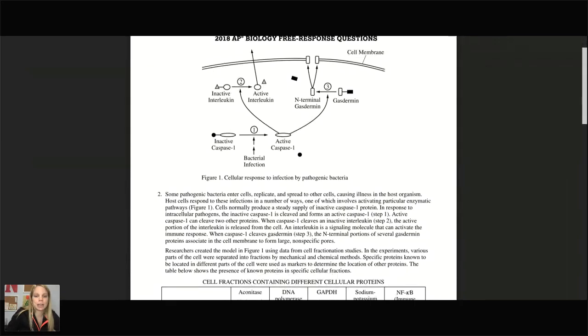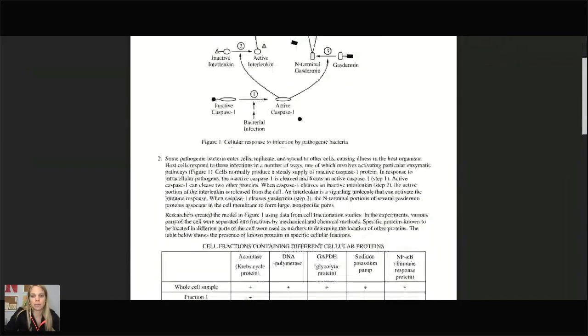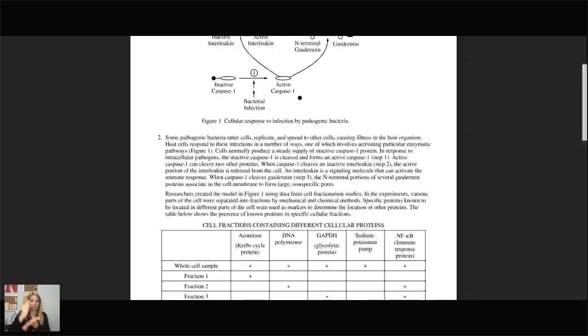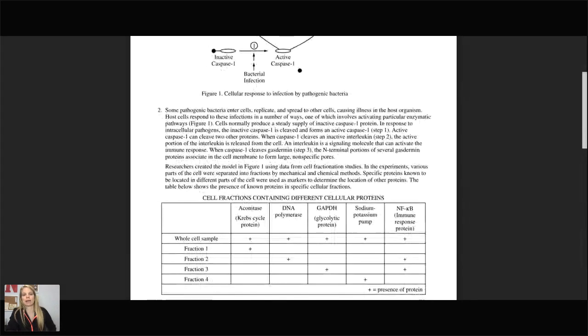Researchers created the model in Figure 1 using data from fractional studies. When they say fractional studies, that means they cut stuff up into pieces to see what they would do. In the experiments, various parts of the cell were separated into fractions by mechanical and chemical methods. So maybe they put it in a blender, maybe they exposed it to some enzymes. Specific proteins known to be located in different parts of the cell were used as markers to determine the location of other proteins. The table shows the presence of known proteins in specific cellular fractions.